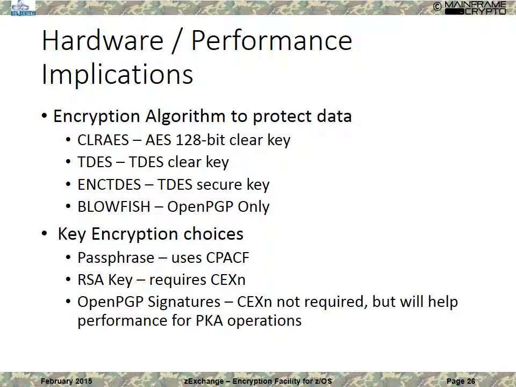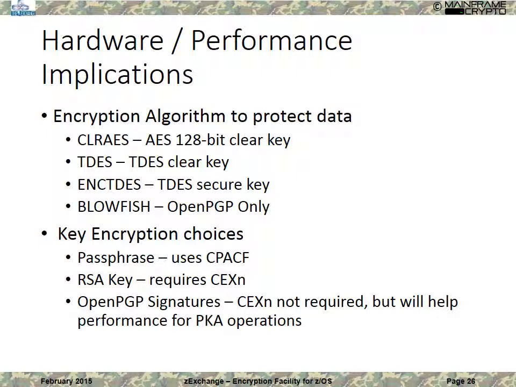The encryption facility can support one of three algorithms. It can support AES with clear key. It can support triple DES either with clear key or secure key. And it can support the Blowfish algorithm. Now, Blowfish is only supported when you're using the OpenPGP format. That's one of the algorithms that OpenPGP has specified. The encryption hardware does not support Blowfish, so if you specify Blowfish, that's going to be done in software routines with some performance penalty because of the overhead of doing it in software.